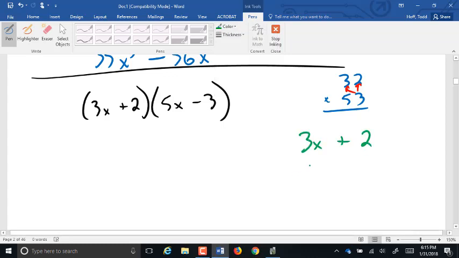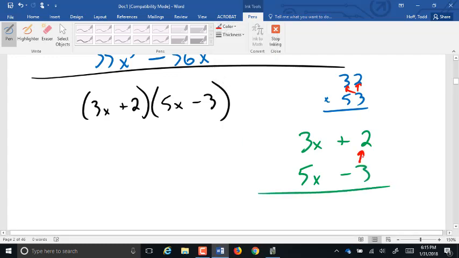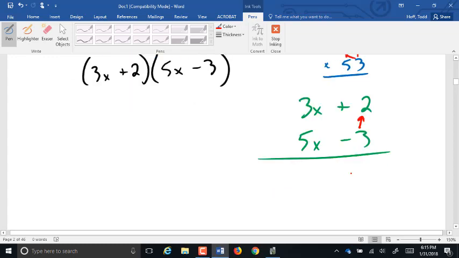I have 3x plus 2 times 5x minus 3. I do negative 3 times 2 is negative 6. Negative 3 times 3x, negative 9x. Now, we were always taught when we move over to the next digit, we got to leave a blank or put a 0 in here. I'm just going to leave it blank.